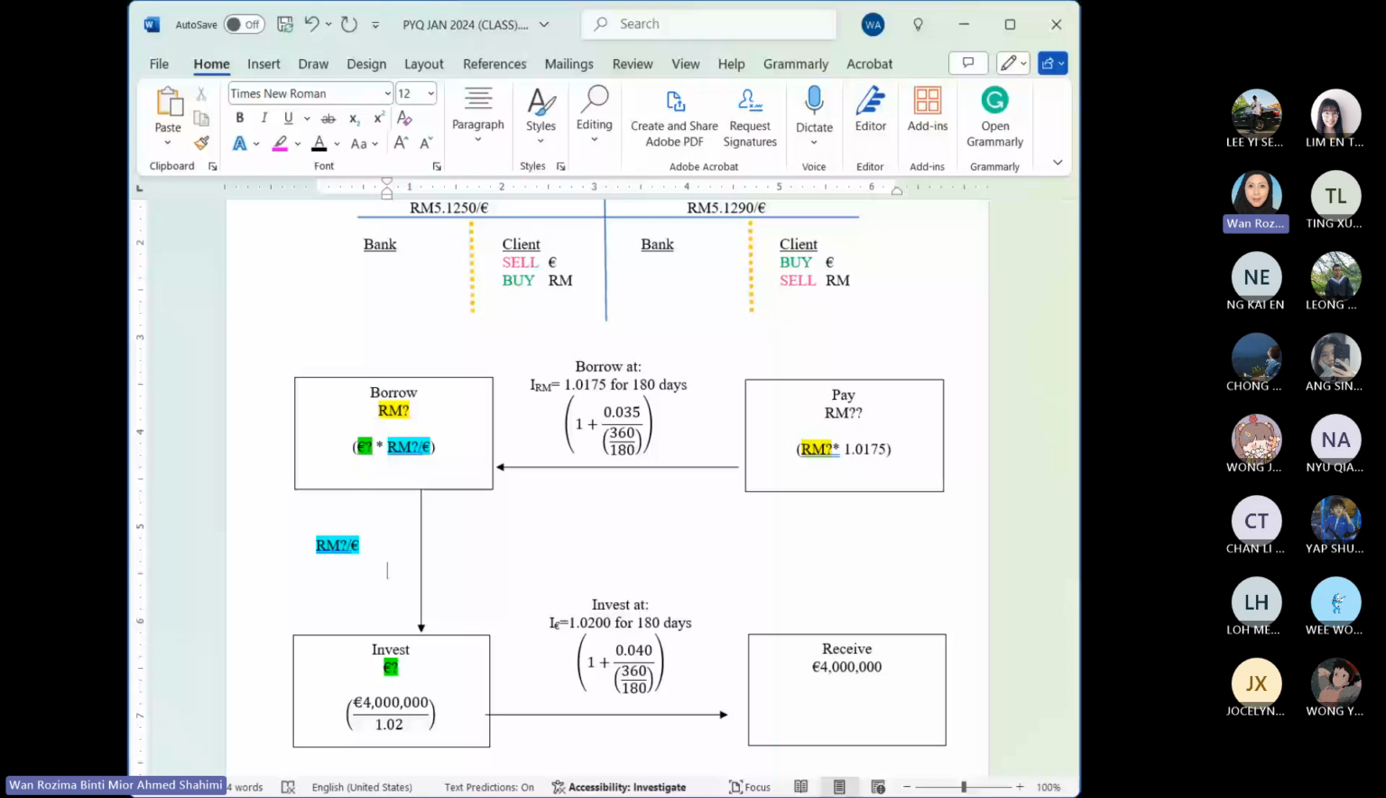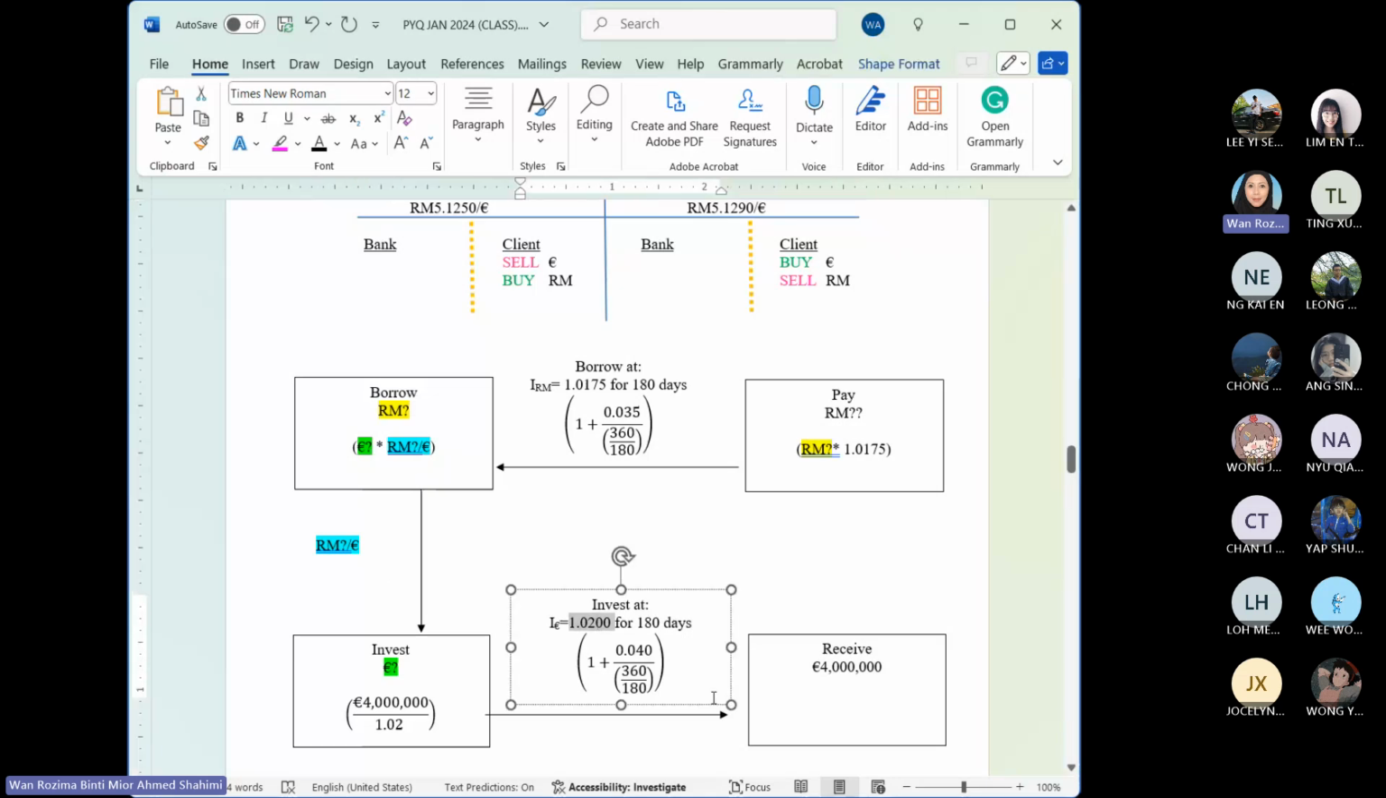So now, since we decide that we need to invest in foreign currency, from the question, borrow. Hold on, let me check the question. Borrow, home currency, foreign currency. Okay, francs, 4%. So that's why I put 0.04 divided by 12/6, or you can put 360 divided by 180, plus 1. Then you will get the interest factor.